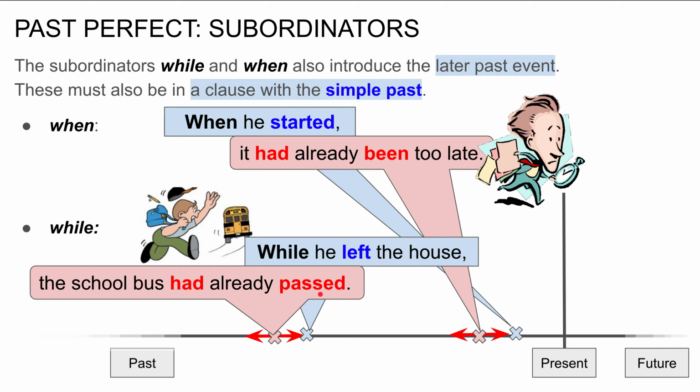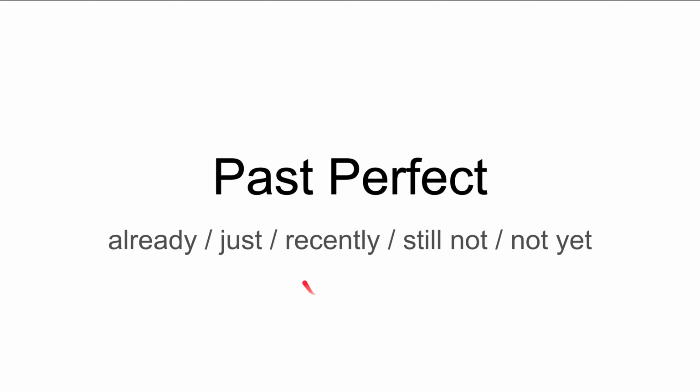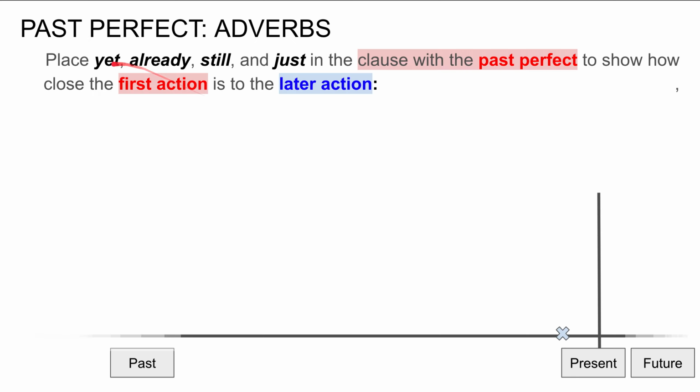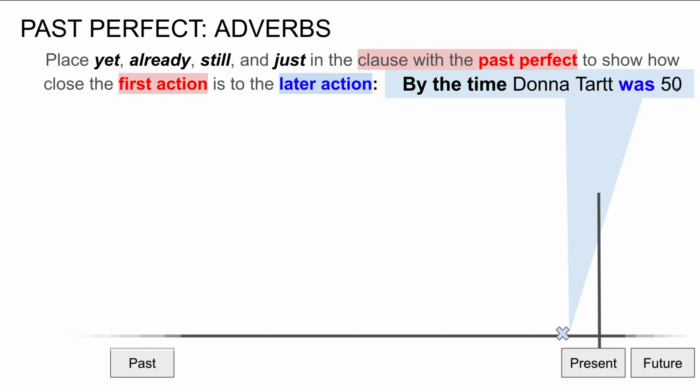Let's move on now and look at how the past perfect works with already, just, recently, still, not, and not yet. We place yet, already, still, and just in the clause with the past perfect, and we do this to show how close the first action is to the later action. Today our later action is going to be Donna Tartt. Donna Tartt is a famous American novelist. She won a Pulitzer for a novel called The Goldfinch. Let's talk a little bit about Donna Tartt now.